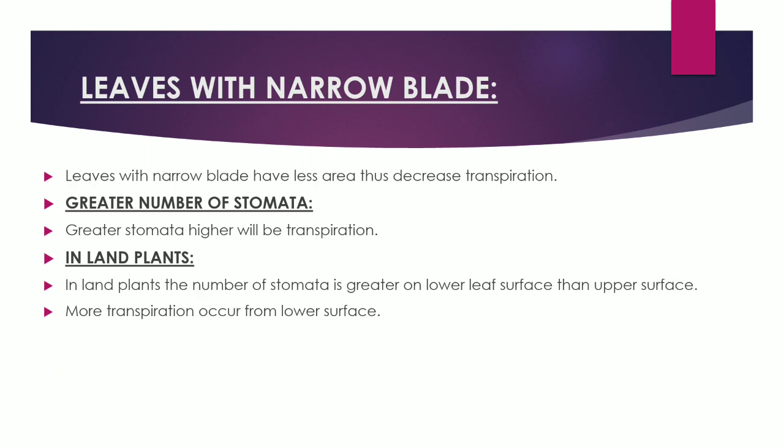If the leaves do not have a large surface area, for example they are in the form of a narrow blade, they will have less area, thus decreasing transpiration. So the greater the number of stomata, the higher the transpiration. Dears, in land plants, the number of stomata is greater on the lower leaf surface than the upper surface. More transpiration occurs from the lower surface. Basically, the number of stomata is higher on the lower surface of the leaf, while on the upper surface, the number of stomata is lower than the lower surface.